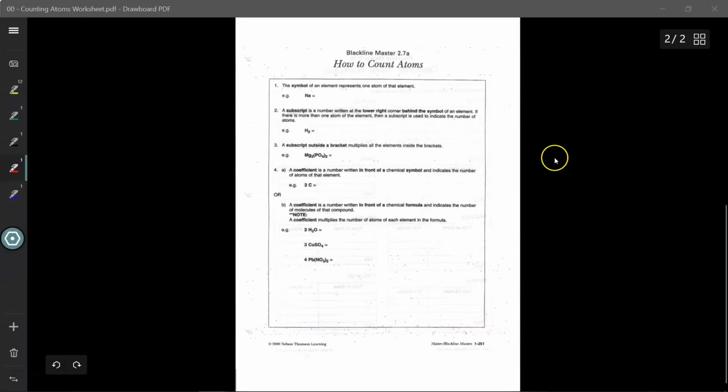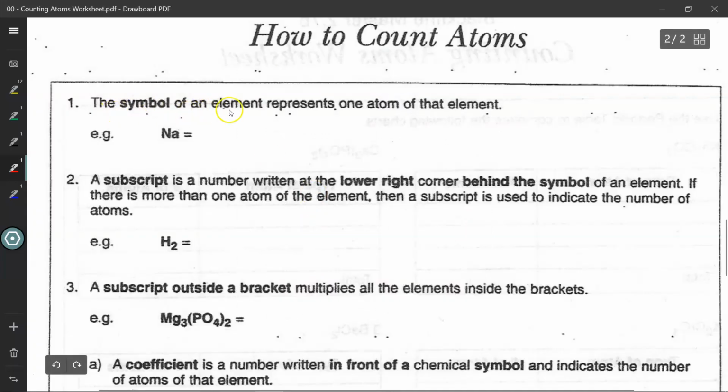So this should be a review from grade 9, how to count atoms. Let's briefly review over some of the rules you would have learned. First, the symbol of an element represents one atom of the element. So there's no need to put a 1 there. This is automatically assumed to be one atom of sodium.